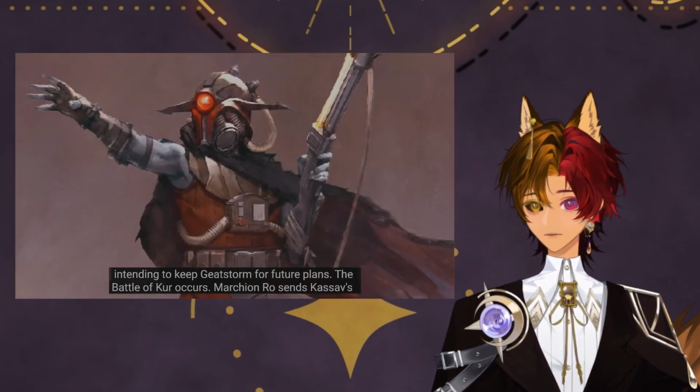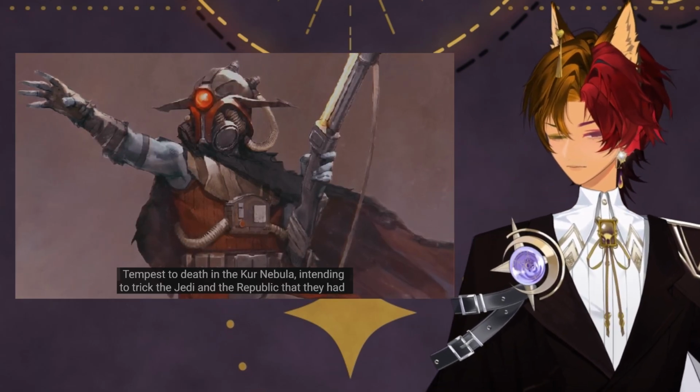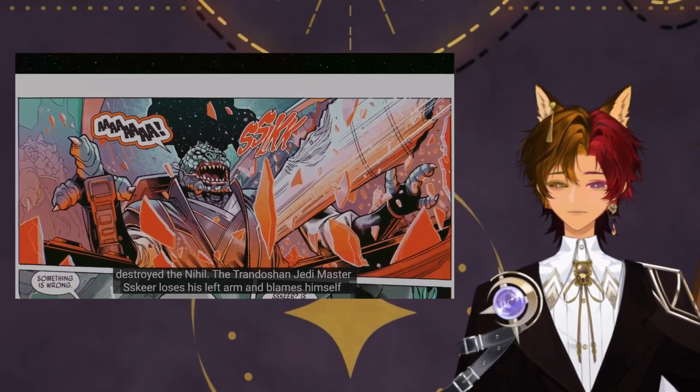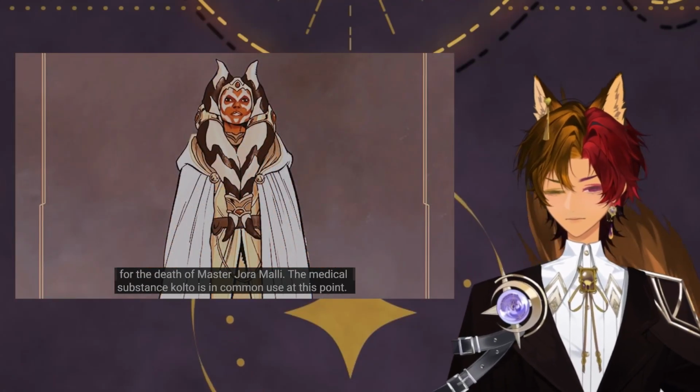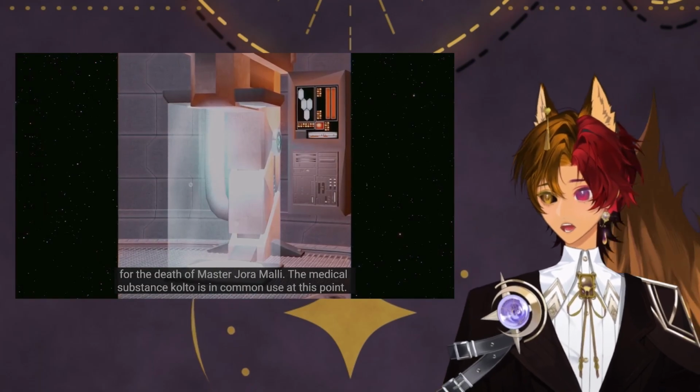Markion Ro sends Kassav's Tempest to death in the Core Nebula, intending to trick the Jedi and the Republic that they had destroyed the Nihil. The Trandoshan Jedi Master Skier loses his left arm and blames himself for the death of Master Jorah Mali. The medical substance Kolto is in common use at this point.